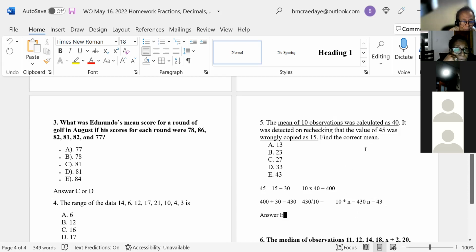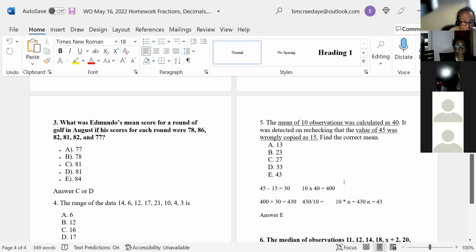This one beat me very much. Oh, it did? Well, you have to underline what you're given, right? I didn't understand how to calculate it. The mean of 10 observations was calculated as 40. That means that your total was 400, because that's how you get the mean, right? The total divided by 10.